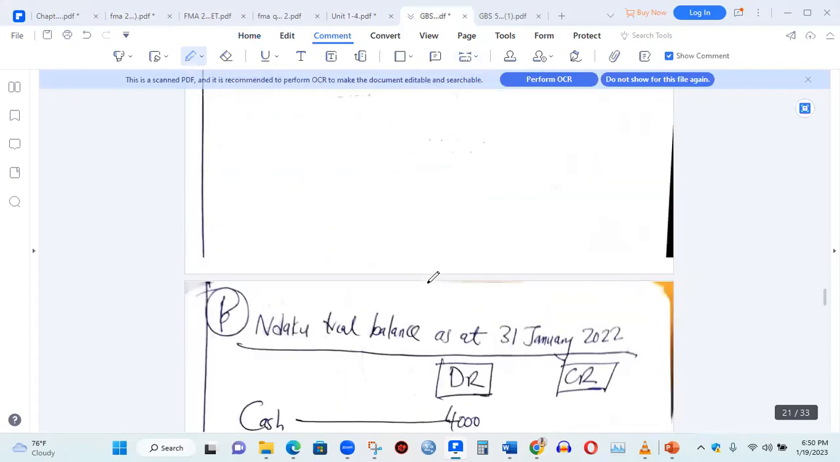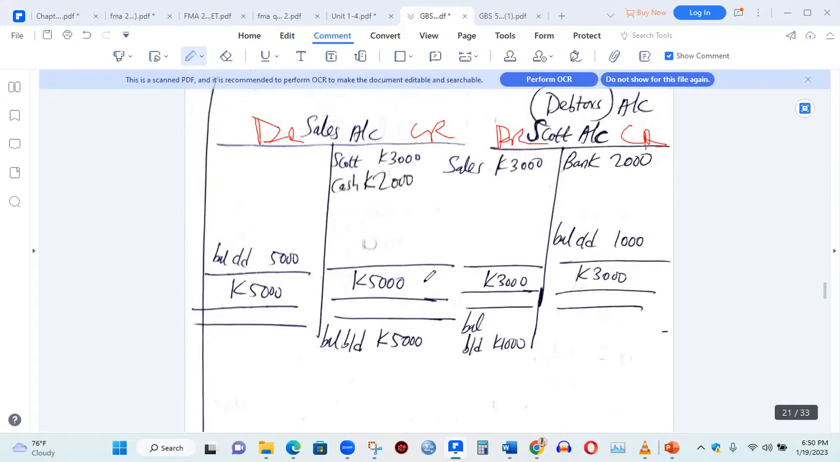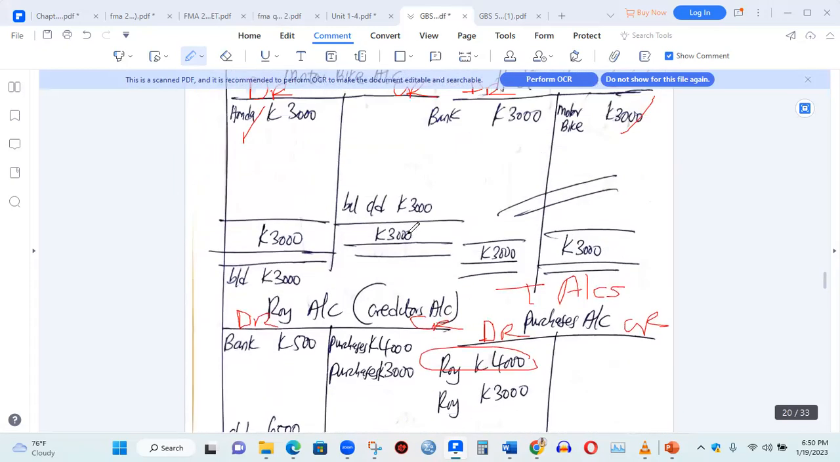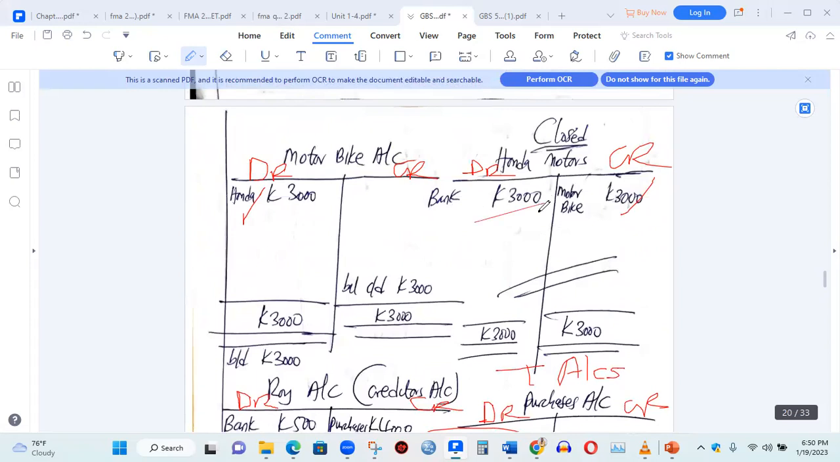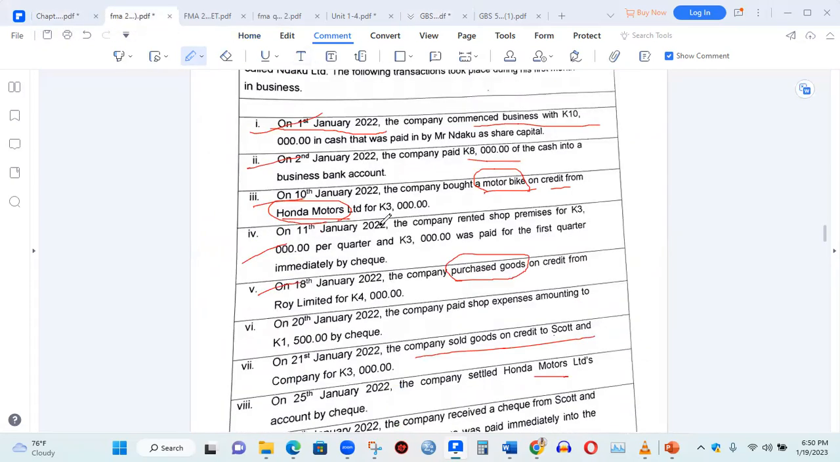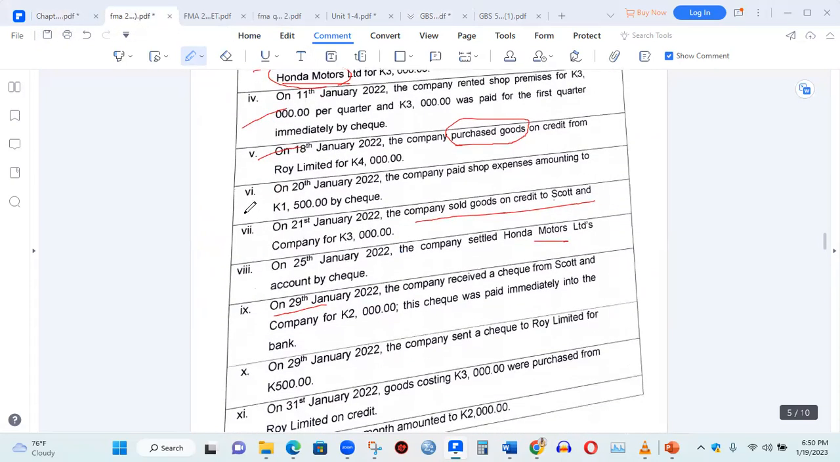So we sorted out Honda. Honda was sorted out by check, so this account was closed. This is the reason why this account was closed, because we had to settle the Honda account. Then we're getting down to the other issues that we need to look at. Okay, so all these are sorted out.